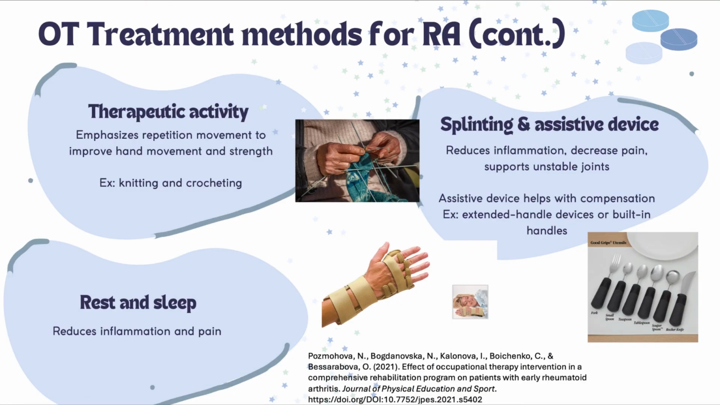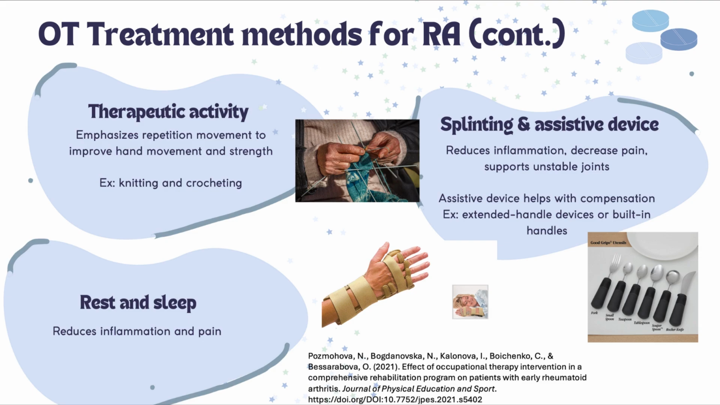The other occupational therapy treatment for rheumatoid arthritis also includes therapeutic activity, which applies the same principles as therapeutic exercise, and could offer enough repetition of movement to help improve hand range of motion and strength. An example would be knitting or crocheting. Next is rest and sleep, which is an active means of reducing the inflammation and pain in the hand. Though for some people, it could be challenging, especially if pain is exacerbated and could potentially lead to depression.